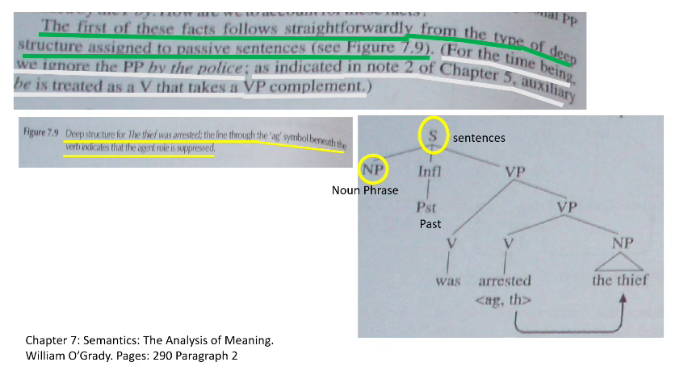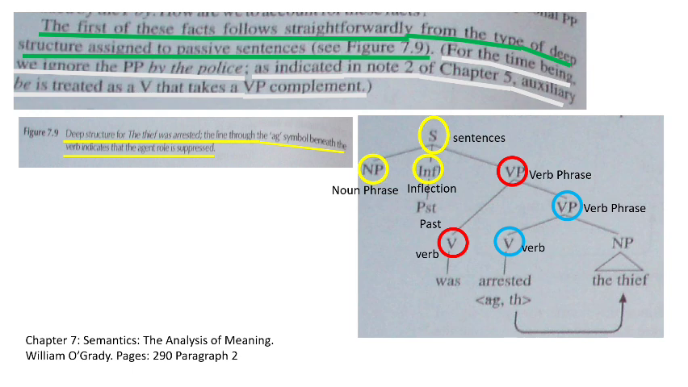The line through the AG symbol beneath the verb indicates that the agent role is suppressed. Now, let's take a look at the tree diagram. At the very top, you will see the letter S, which stands for sentence. The sentence consists of a noun phrase, inflection, and a verb phrase. NP stands for the noun phrase, and inflection indicates the past form.